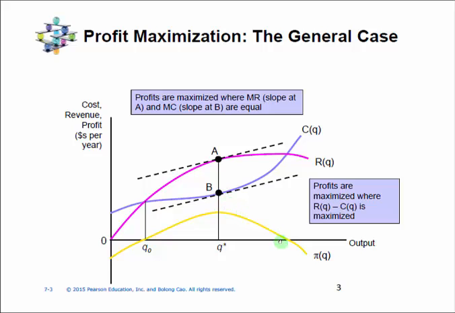And above Q star, marginal revenue is lower than marginal cost, so the marginal profit is negative. Below Q star, above Q0, you have marginal revenue higher than marginal cost. Even though they are getting closer and closer towards Q star, you're making positive profit, so your total profit, this yellow line, is rising. And after Q star, the total profit is declining. So you stop producing at Q star to maximize your profit.